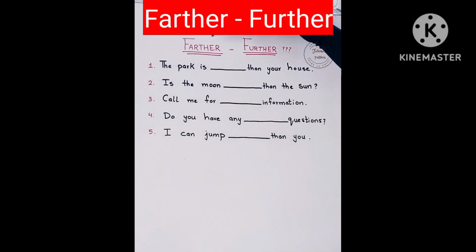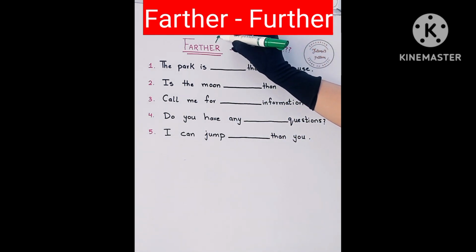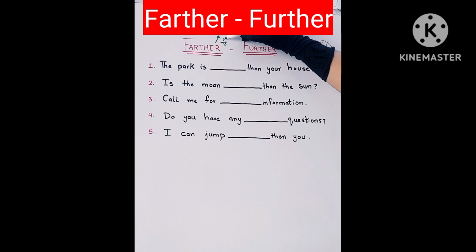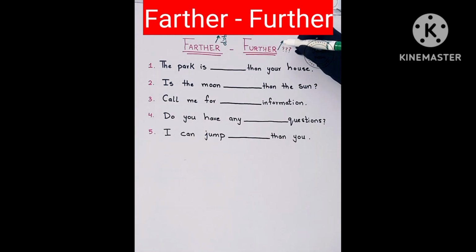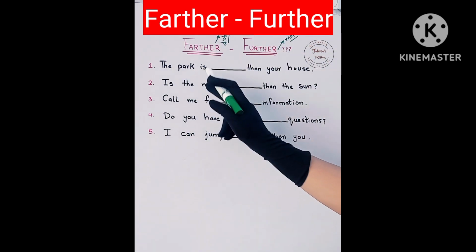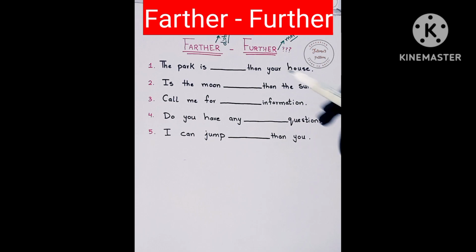Today I am going to tell you the use of farther and further in our English sentences. Farther is used for some distance between two objects or two things, and further is used to tell anything more. Further means more. So, in the first sentence, the park is dash than your house.